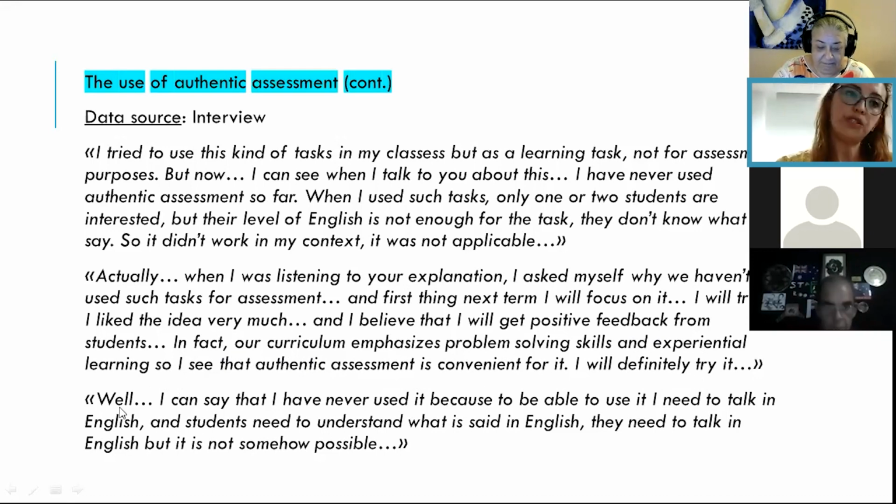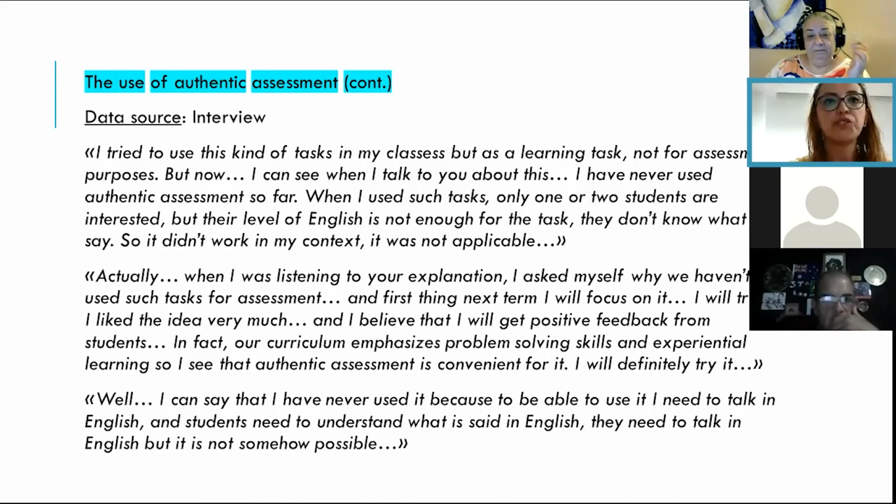Well, another teacher's response, well, I can say that I have never used it because to be able to use it, I need to talk in English, and students need to understand what is said in English, and they need to talk in English again, but it's not somehow possible. So only one teacher was positive towards authentic assessment, but our participating teachers had some reasons for not using it.